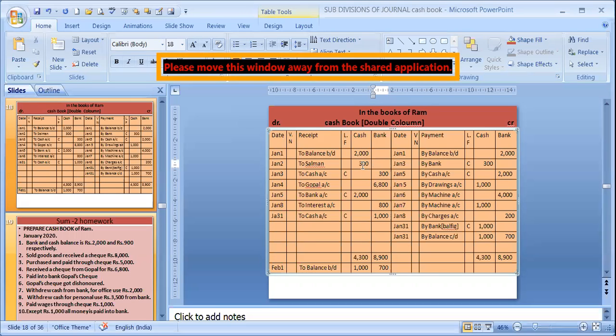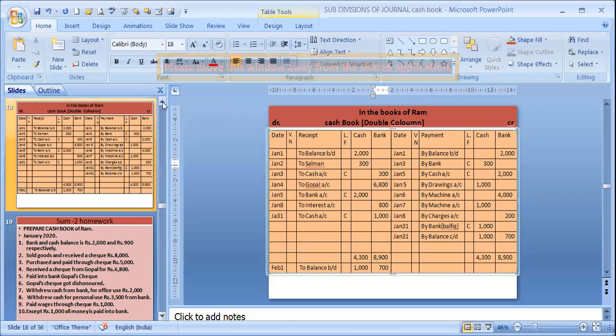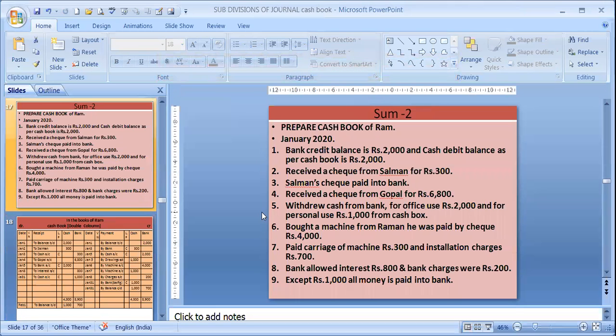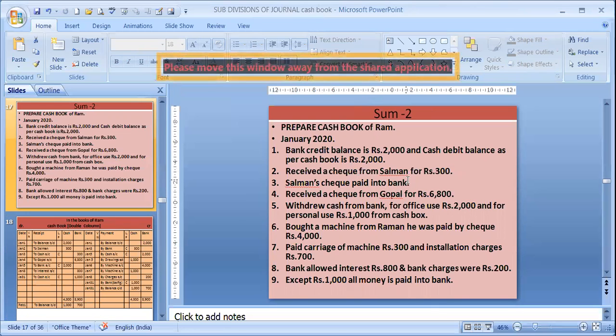Okay, so to Salman, we have written that 300 rupees check in the cash column. Next is, what is the next entry? Next entry is received the check from Gopal. No, one more thing. Salman's check paid into bank. We have done that. No, we haven't done.